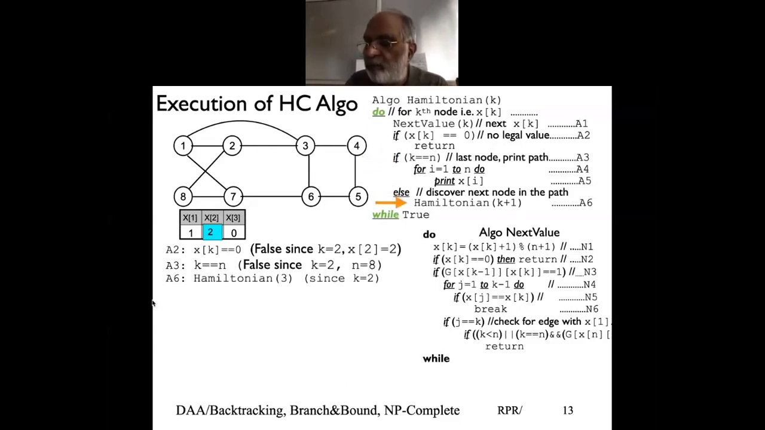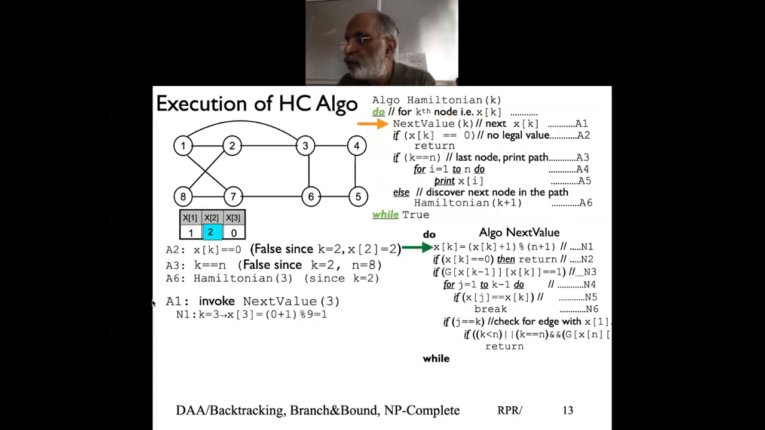That means we have visited vertex 1 and vertex 2. Now find for k plus 1. So k plus 1 means we invoke Hamiltonian 3. When we invoke Hamiltonian 3, the first invocation is next value. So we invoke next value 3. Now k is 3. Initially x3 is 0, so this gives x3 is equal to 1.